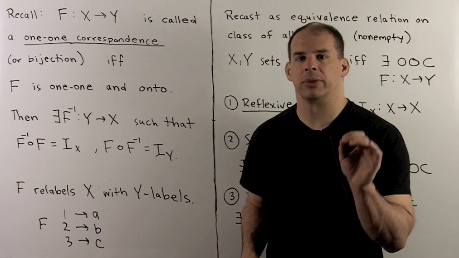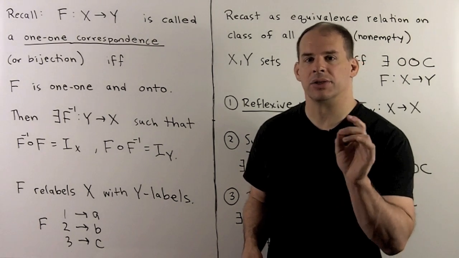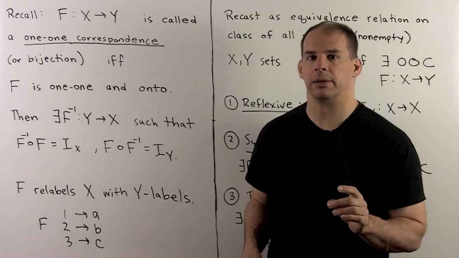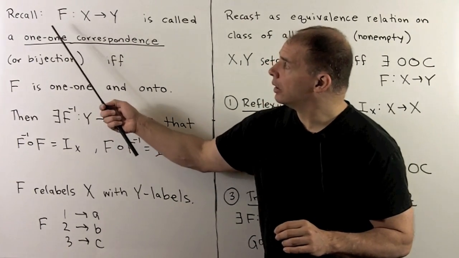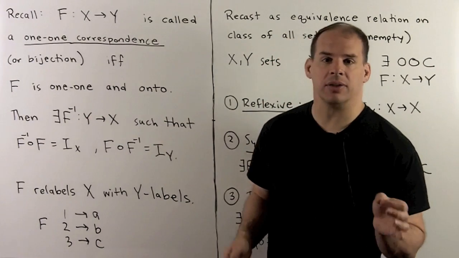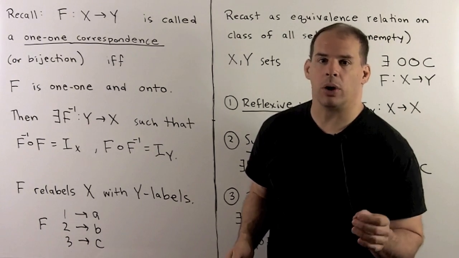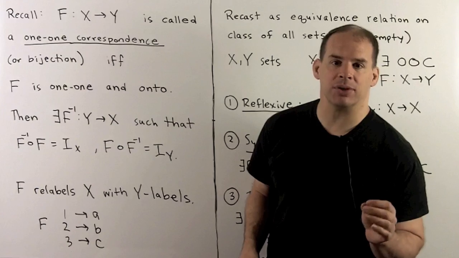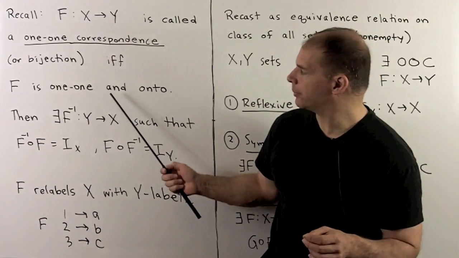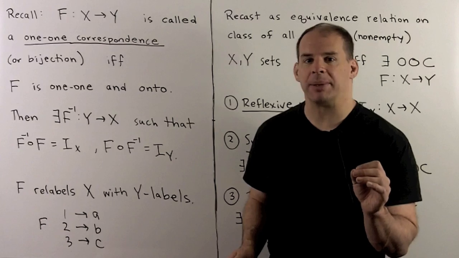Let's take a closer look at the qualitative ideas behind inverse mappings. This will lead to the notion of cardinality. Now, recall, we have a mapping F carrying the set X to the set Y. We'll call F a one-to-one correspondence, or bijection, if and only if F is one-to-one and onto. If that's the case, then there exists an inverse mapping to F.